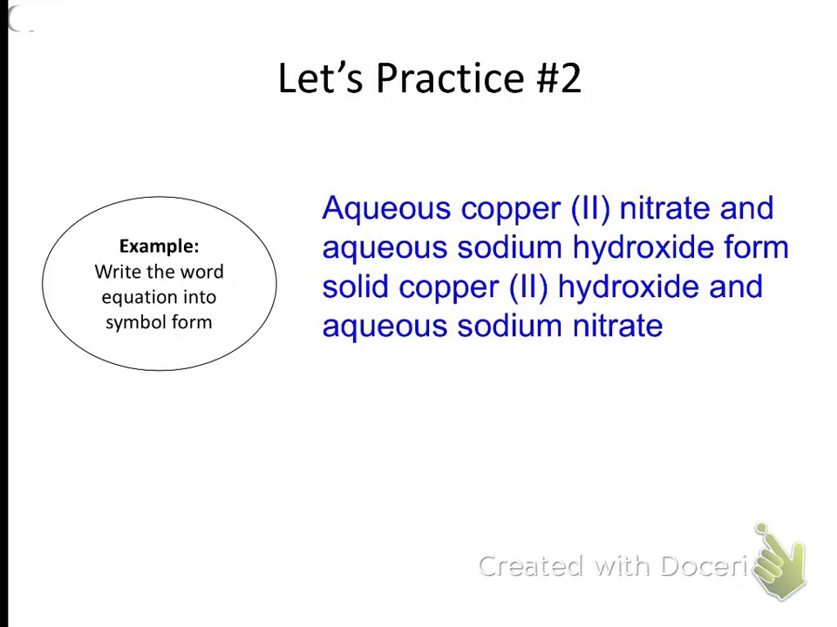The sentence says aqueous copper nitrate and aqueous sodium hydroxide form solid copper 2 hydroxide and aqueous sodium nitrate.